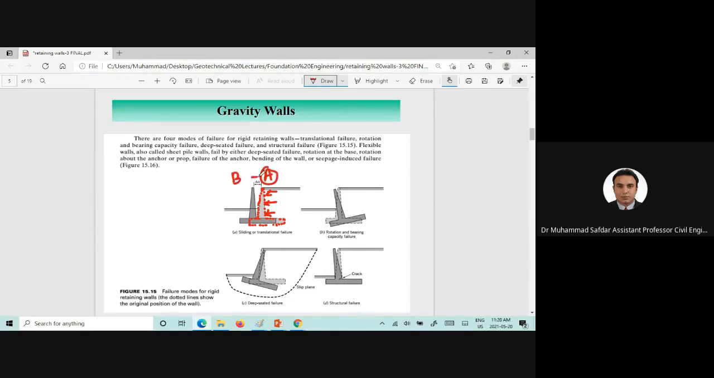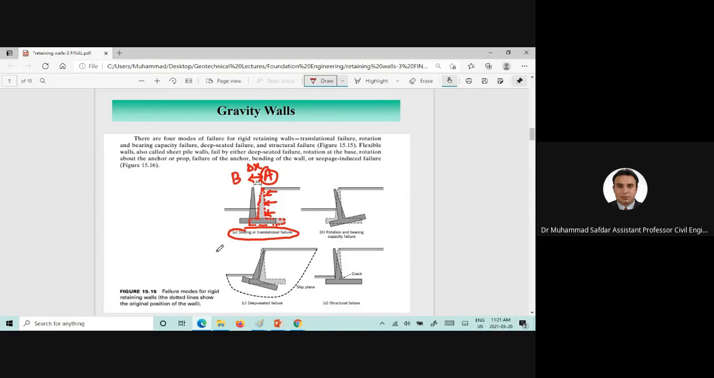B. And this distance, which is delta x, is the distance which is traveled by the retaining wall, or its slided or translational distance which occurred due to these lateral pressures. So this mode of the failure would be known as the sliding or the translational failure.